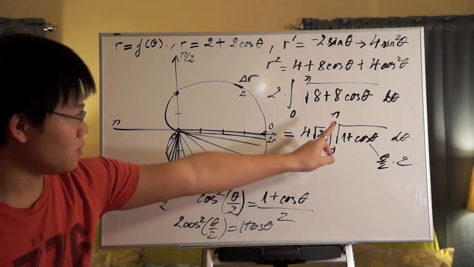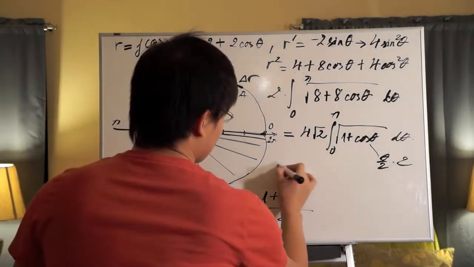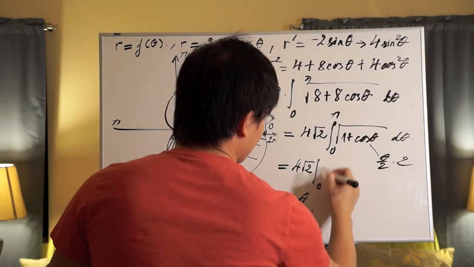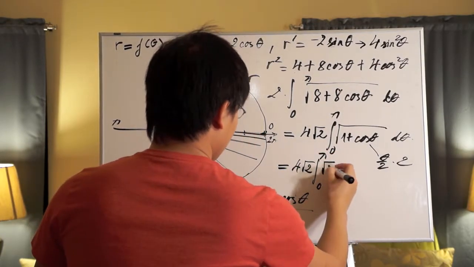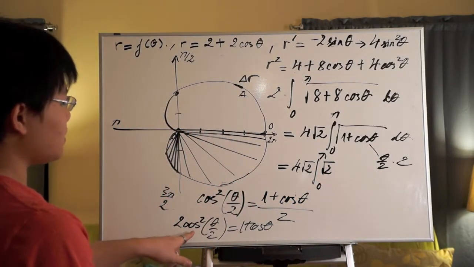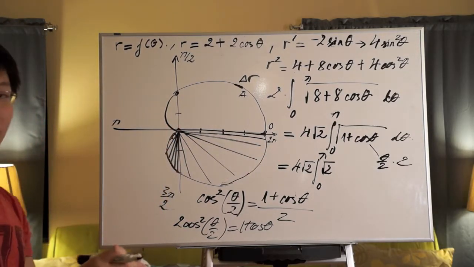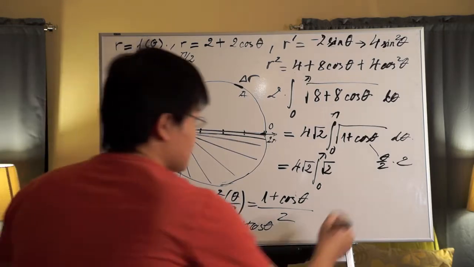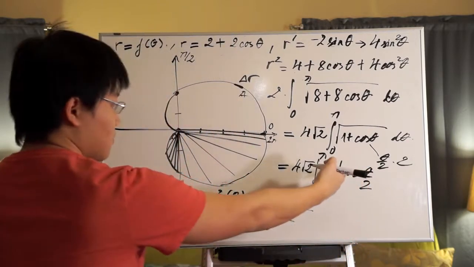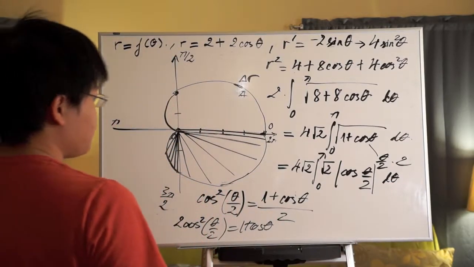We have a square root, right? So there will be a square root of 2 times the square root of cosine squared, but the square root of cosine squared becomes the absolute value of cosine. So you can say the square root of 2 times the absolute value of cosine of theta over 2, times d theta.